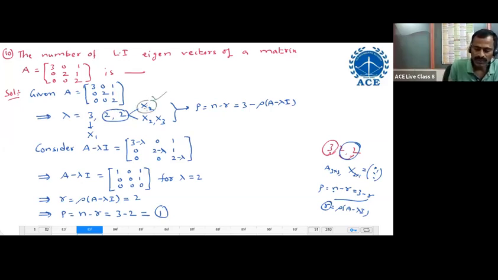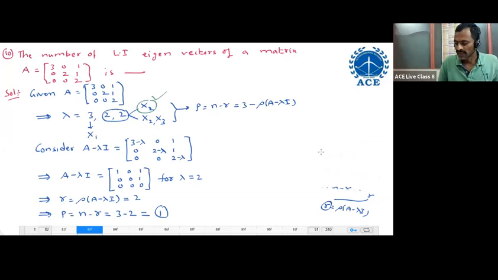Corresponding to 2, 1 independent; corresponding to 3, 1 independent; totally 1 plus 1, 2. This matrix will have 2 independent eigenvectors only. Corresponding to the repeated eigenvalue, only one independent, but corresponding to the other non-repeated value, one more independent. Totally 2 independent eigenvectors.